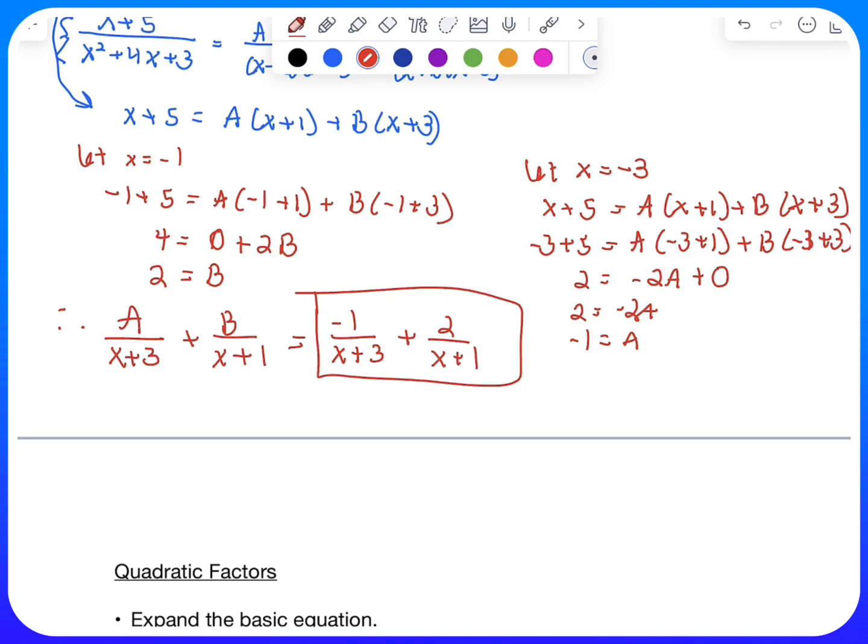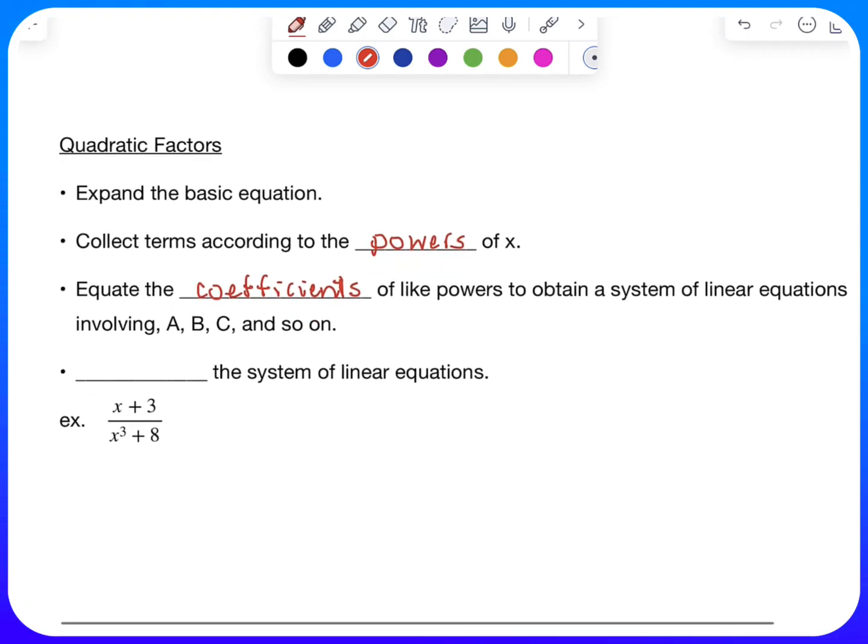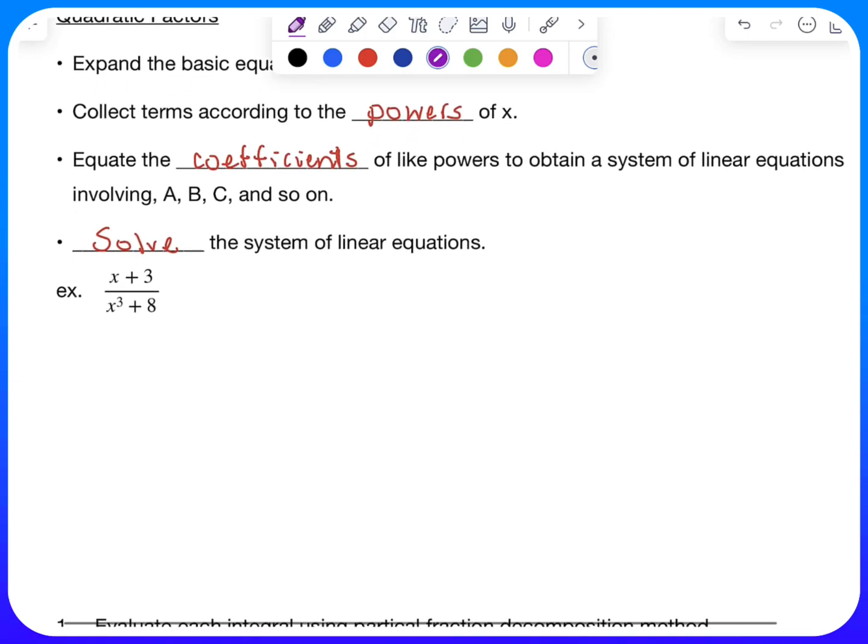Next, we're going to look at what if it only factors down to quadratic terms. Well, the process is a little bit different. We're going to expand the basic equation so we can get that basic equation again. But this time we're going to collect terms according to the powers of the x. Then we're going to equate the coefficients of like powers to attain a system of equations involving a, b, c, and however many variables we have. And then we're going to solve this system of equations using our calculator or techniques that you learned in college algebra.